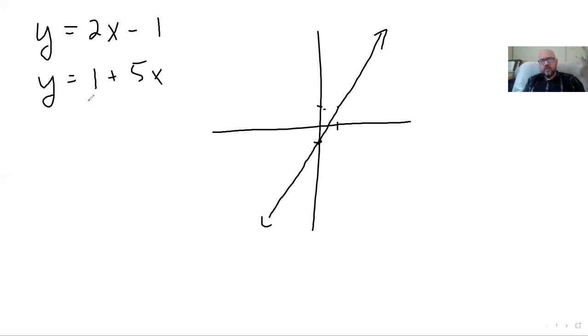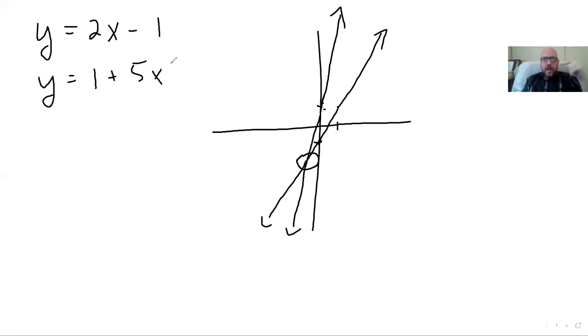Well, if I graph y equals 1 plus 5x, it has a y-intercept of 1 and a slope of 5, so it's steeper. Every single point on that graph is a solution to this equation. So if I'm looking for all the points that are solutions to both of them, what I want is the points that are on both graphs. Well, there's only one of those. It's the intersection, right here. That is the x and y value that works in both equations, because that's the only point on both of them.